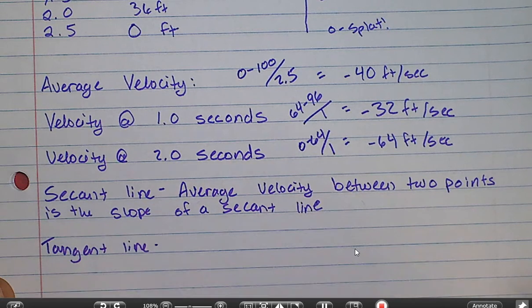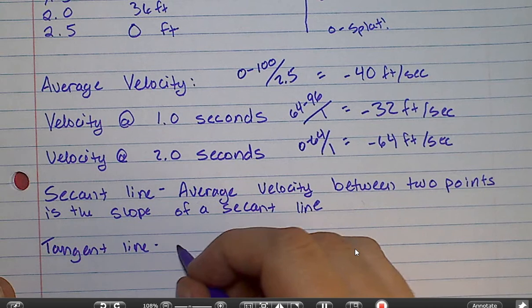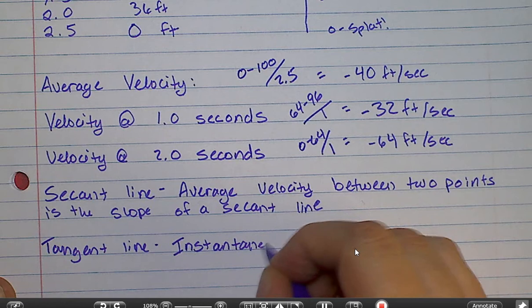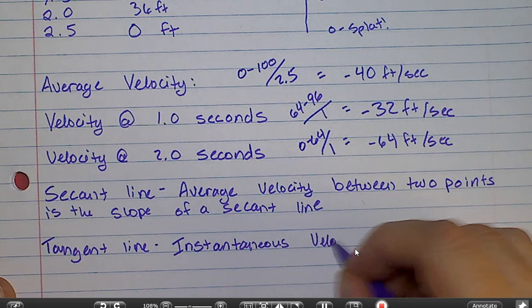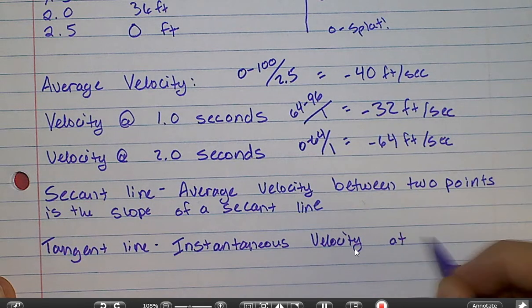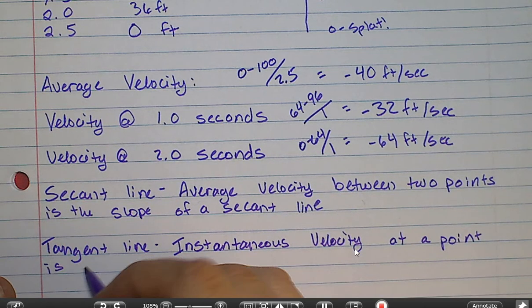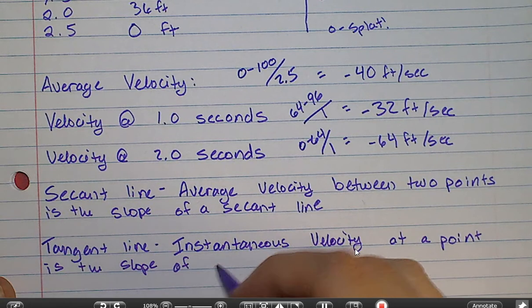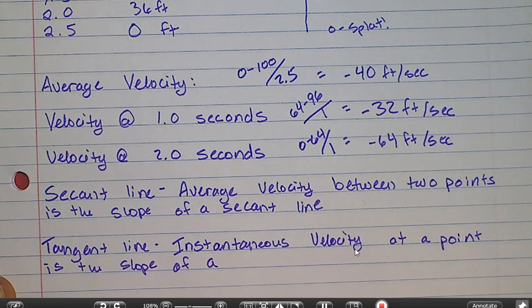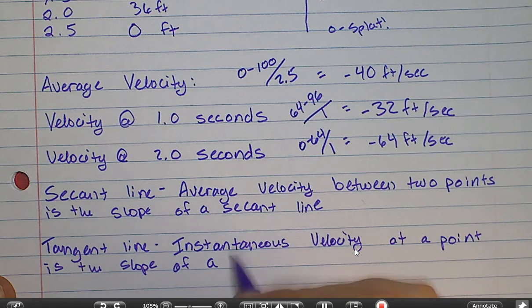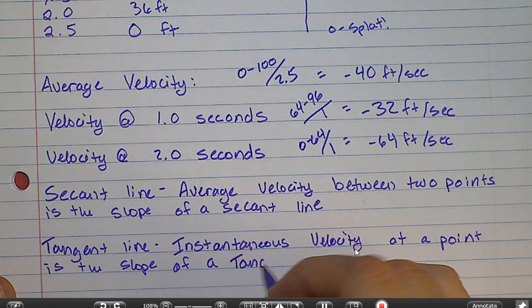So the difference between a secant line and a tangent line. A tangent line isn't the average, it's what's called the instantaneous velocity. And instead of being between 2 points, it's at a point. And that's the slope of a tangent line. Now, you guys last chapter had to do essentially just guessing about slopes of tangent lines. Today we're going to get into nitty-gritty math and actually find it.